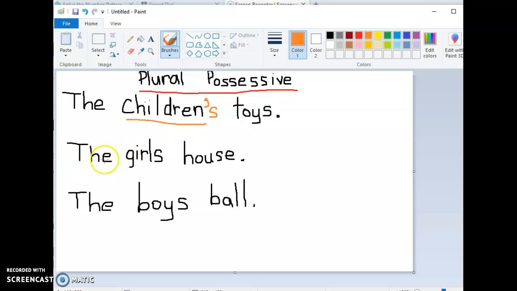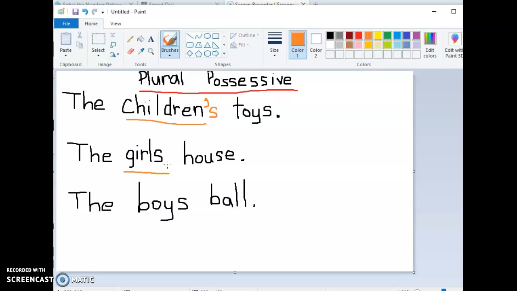We have the girls' house. Who does the house belong to? It belongs to the girls. So the noun here, the plural noun here is girls, and you can see there's already an S here because they're not talking about a single girl. They're talking about more than one. The plural form. They're talking about girls. Now, what do we do if there's already an S there for the plural form?